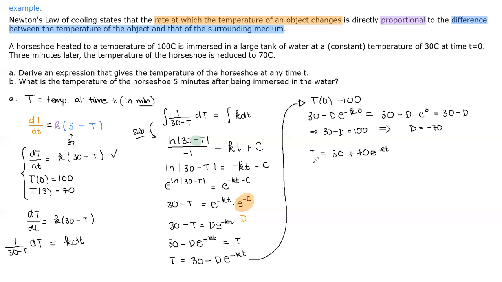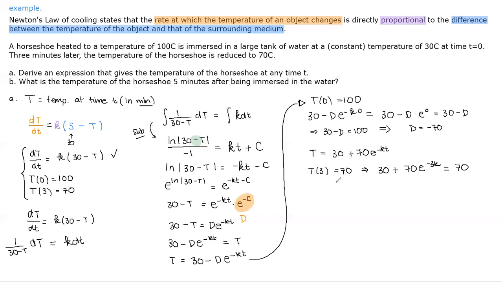Now we're going to use the second condition that we're given, which is that T of 3 is equal to 70, which tells me that if I replace 3 in the expression that I have for the temperature, I will get the value 70 over here. So that means 30 plus 70 times e to the minus 3 times k is going to be equal to 70. Right? So I've replaced just t over here. And from here, I'm going to solve for the value of k.